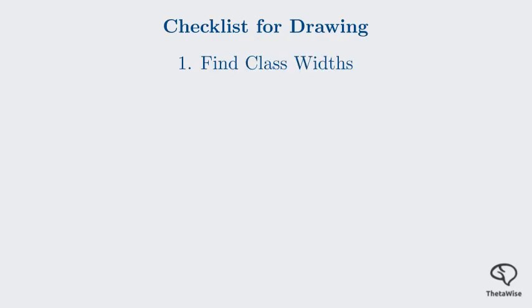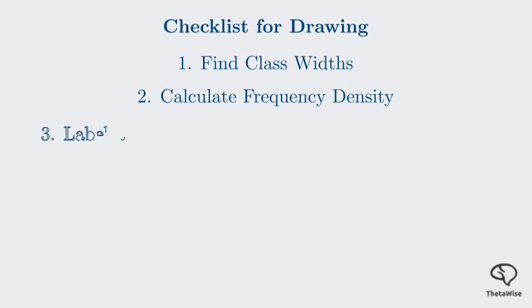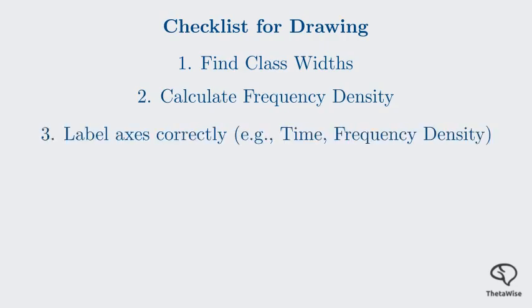Here is your checklist for drawing. First, find the class widths. Second, calculate the frequency density for each group. Third, label your axes correctly, usually with time on the horizontal and frequency density on the vertical. Finally, draw touching bars with the correct heights.